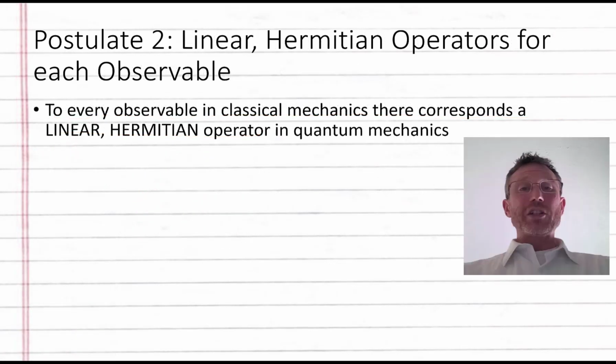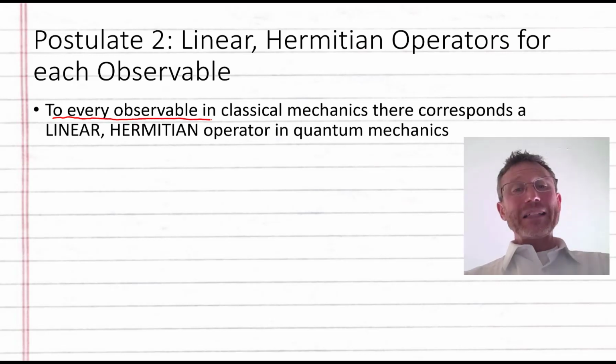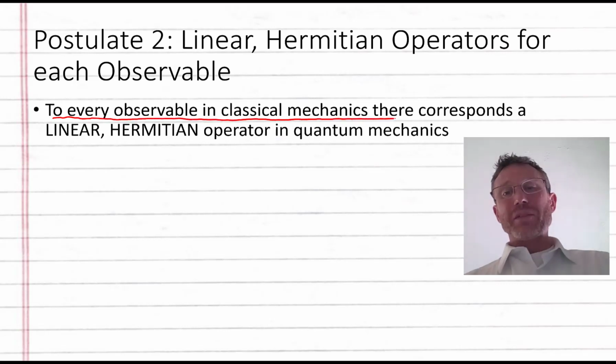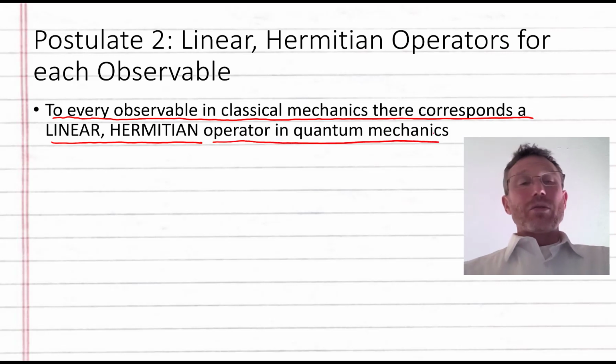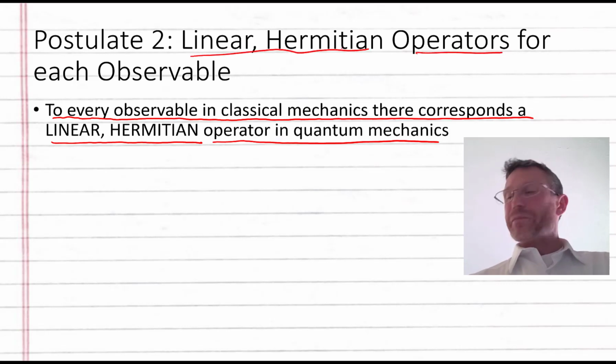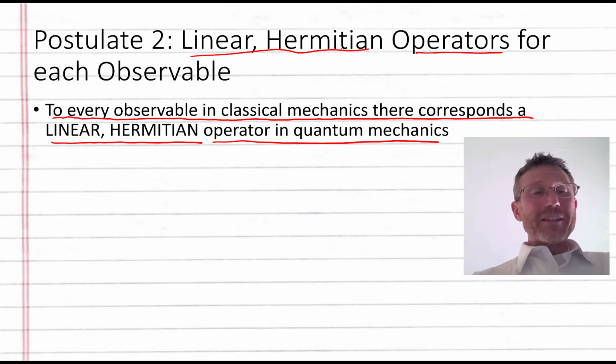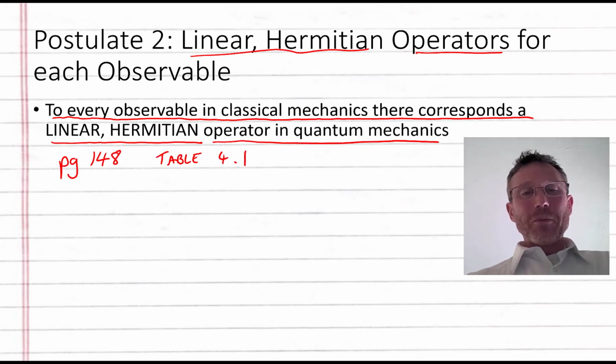So let's take a look now at postulate 2. Postulate 2 is stated as follows: to every observable in classical mechanics, there corresponds a linear Hermitian operator in quantum mechanics. So I call this the postulate associated with operators, and again we remember these terms linear and Hermitian, and there's an operator for every observable. Where do we find these operators? In Donald McQuarrie's book, it's on page 148, table 4.1.